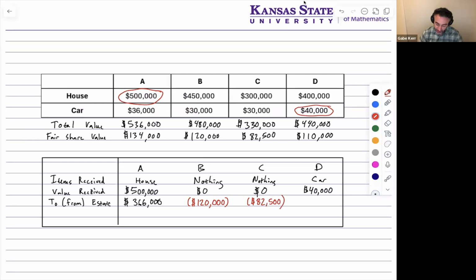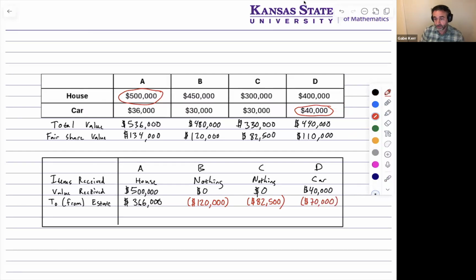And here, player D, they do get something. They get the car, which is 40,000. However, their fair share value is 110,000. So according to their bids, they are entitled to $110,000 worth of value, and they've only gotten 40. So you have to take that difference and say, okay, well, they're owed 70,000. Okay, so they are owed also $70,000.